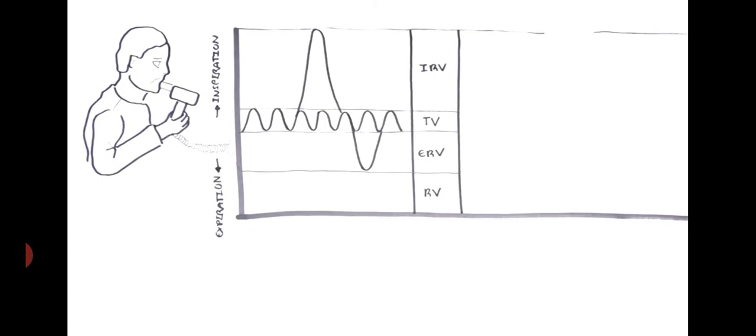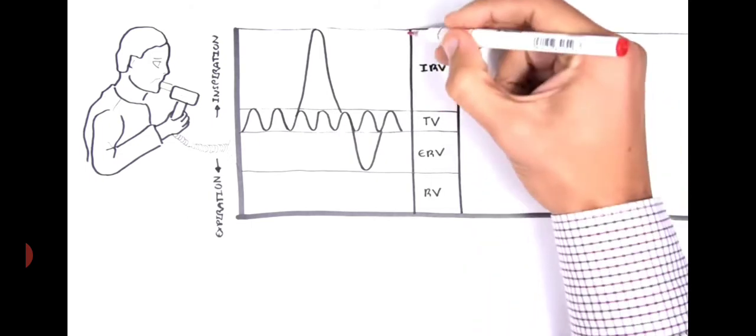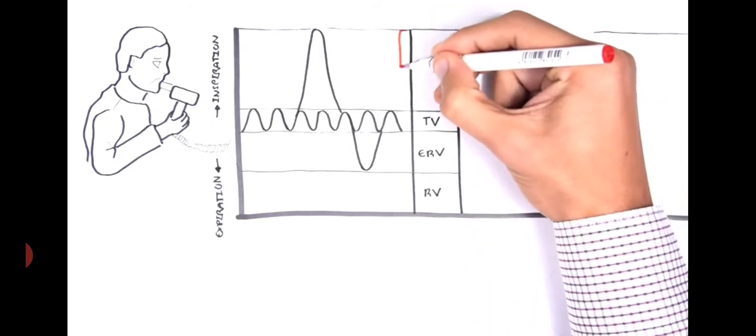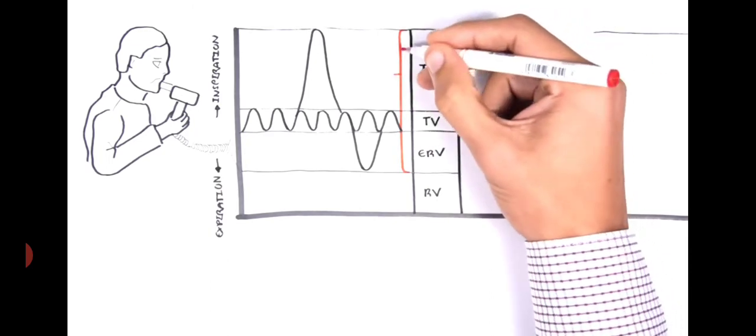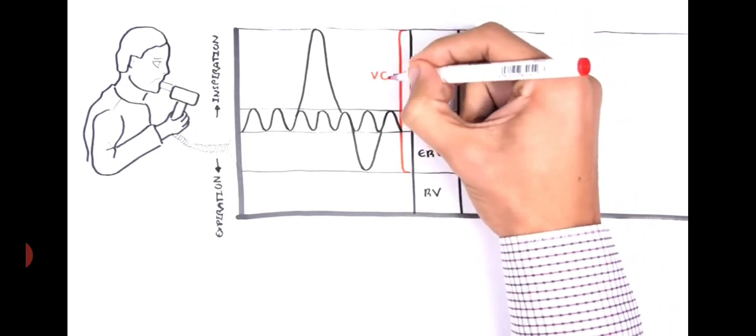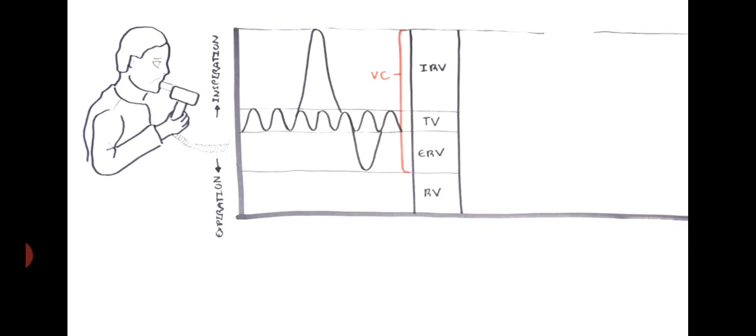Using these lung volumes, you can measure the lung capacities. The lung capacities help define functioning lungs. The vital lung capacity refers to the maximum amount of air expired from a fully inflated lung. This means it's the tidal volume, TV, plus the inspiratory reserve volume, plus the expiratory reserve volume.